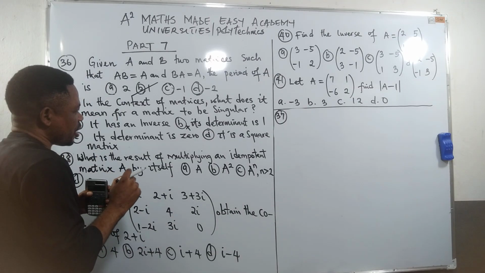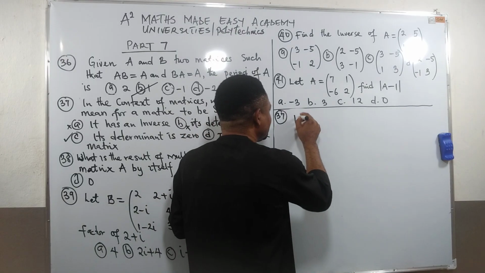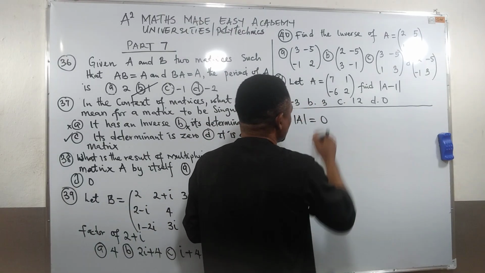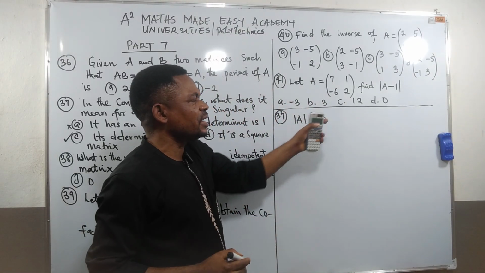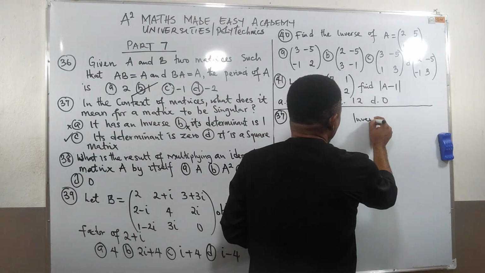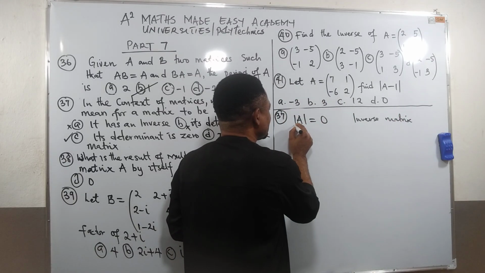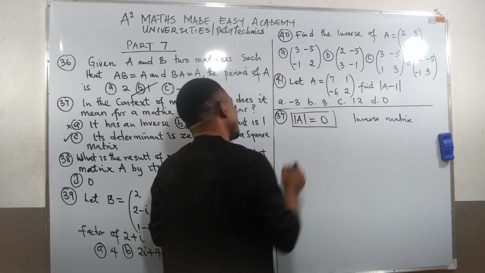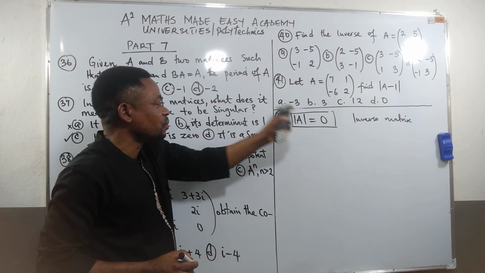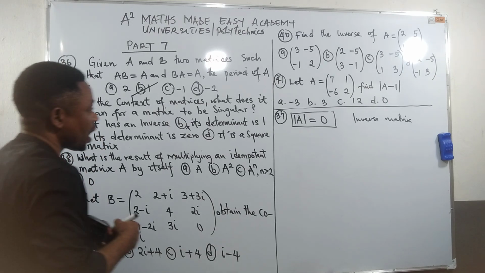Now watch everyone. For a matrix to be singular, it means that its determinant must always be equal to 0. If the determinant is equal to 0, it has no relationship with an inverse matrix. So this is the definition of a singular matrix. Its determinant must always be equal to 0. What is the correct answer? Option C. Are you with me?